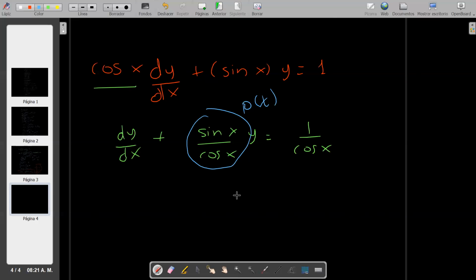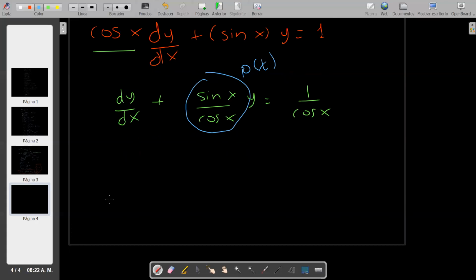Yep. Is that tangent or am I mistaken? No, you're right. This is tangent of x. Okay, but I'm going to leave it like that on purpose. Okay, and you will see it now. What is the integrating factor? It is the integral of the coefficient of y. And the coefficient is sine of x over cosine of x.